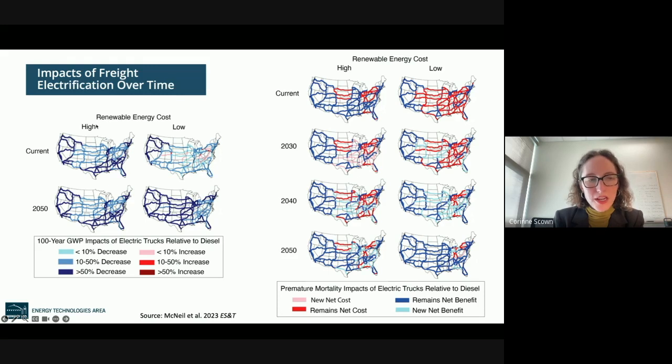So renewable energy costs: there are two scenarios that NREL modeled. Actually, they did multiple scenarios, but we show the high and the low renewable energy costs. Low renewable energy cost means a lot of cheap wind and solar. High renewable energy cost means it's not that cheap. And then this is the current year, this is 2050, and this paper was published in late 2023, just a few months ago.